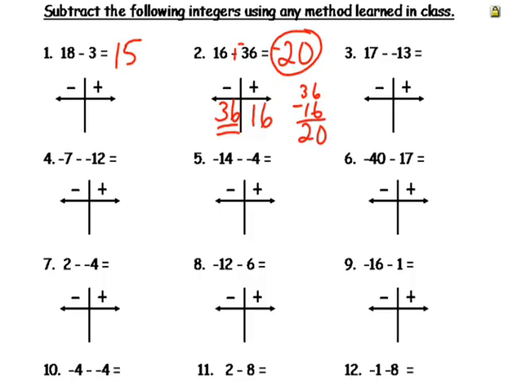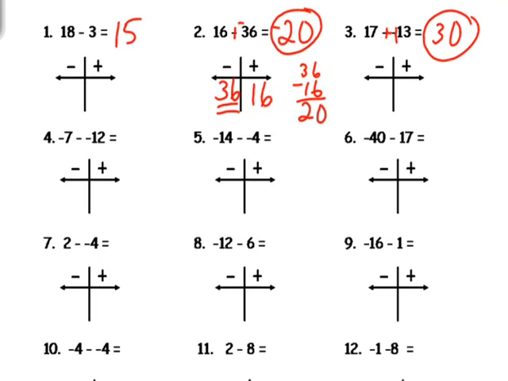The next one says 17 minus a negative 13. Well, if you turn this into addition, it becomes real easy to solve. I'm going to turn it into addition. I'm going to take the opposite of negative 13, which is positive 13. So it's just 17 plus 13. We can do that in our heads. That's just 30.